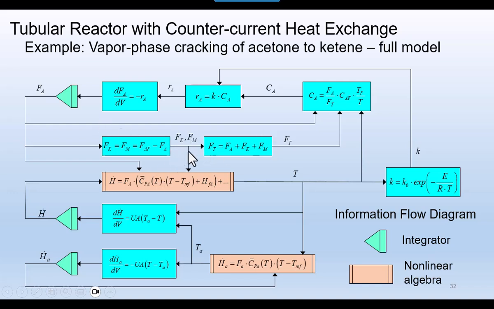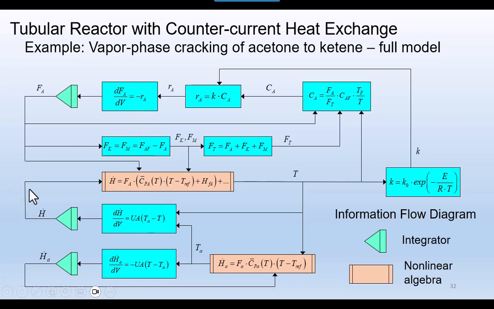Having that, we then come down here and we supply the molar flows to this relationship for the enthalpy of the reaction mixture, and this allows us to solve this nonlinear equation with the numerical method to determine the temperature. Once we have the temperature, that allows us with the total flow and the flow of the acetone to compute the current concentration of the acetone, and that completes the rate expression, which gives us what we need here.